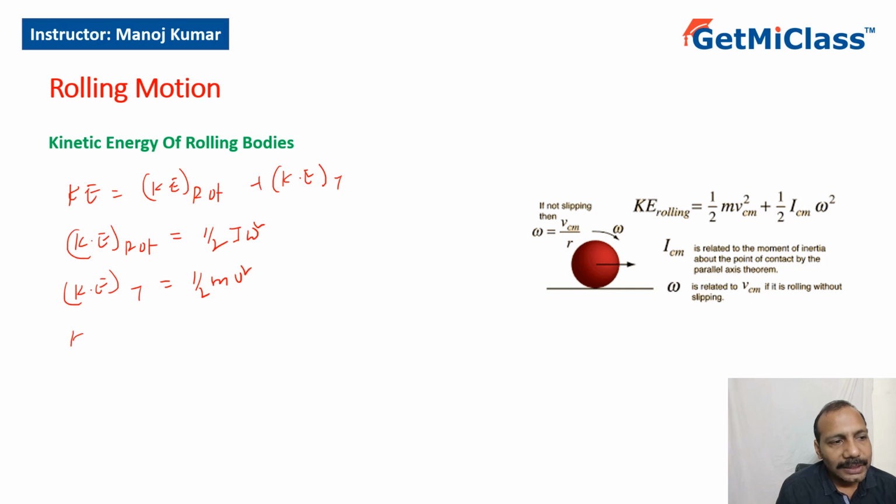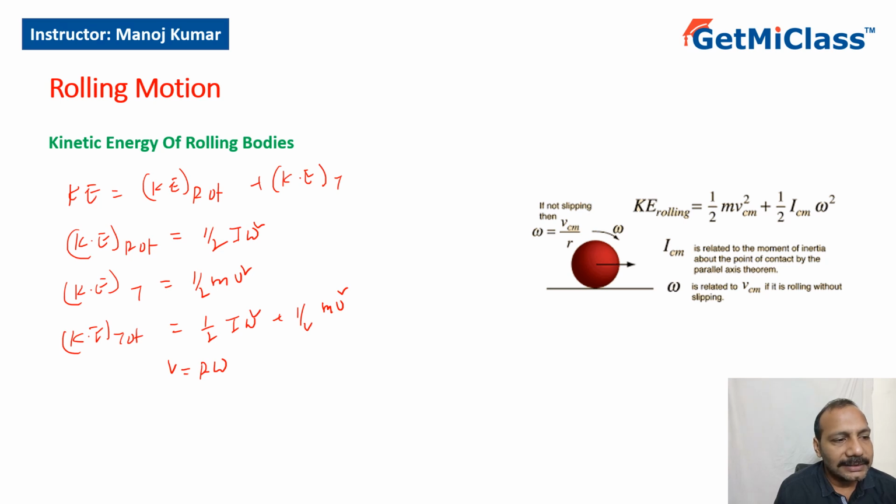So the total kinetic energy is equal to how much? Sum of both of them, that is half I omega square plus half mv square. Now here I can use V equal to R omega. So I can convert the total kinetic energy in terms of omega or in terms of velocity. Let's take an example.